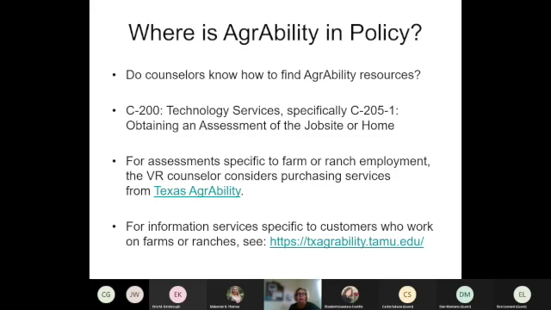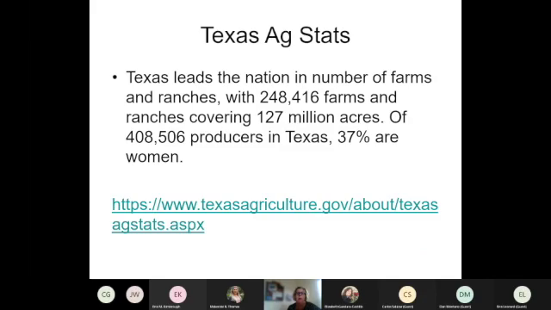AgrAbility is mentioned in policy under technology services, under C 200, and it does refer to AgrAbility as self-employment. It states, for assessments specific to farm or ranch employment, the VR considers purchasing services from Texas AgrAbility. And then it gives a link to the web page. In my opinion, it could be a little bit more clear. Maybe that's something that we want to talk about in the future, is how do we provide this information and education to counselors who might not be aware of AgrAbility, especially in Texas, where so much of our community is rural.